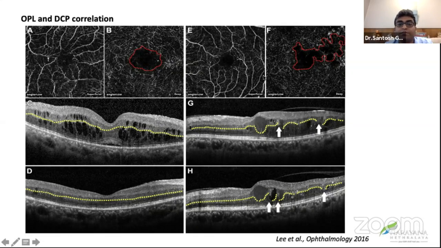There were some aneurysms, but when they looked at a bad response DME, they could see that in the morphological OCT B scan, the OPL was disturbed. So wherever the OPL was disturbed, the cysts in the inner nuclear layer were obviously communicating with the outer nuclear layer. The same can be seen on a DCP layer. We can see capillary dropout areas.